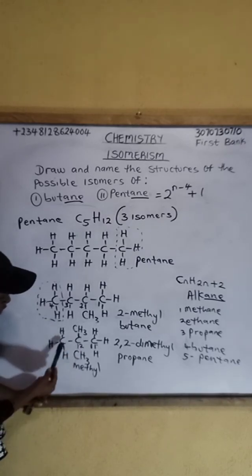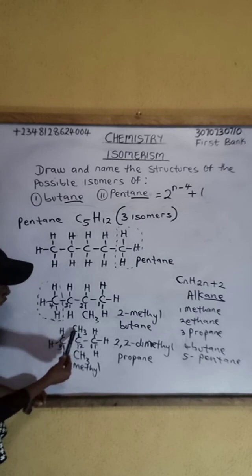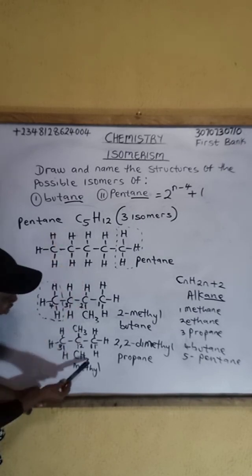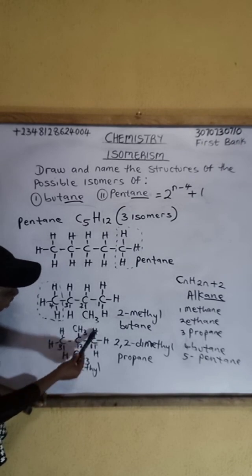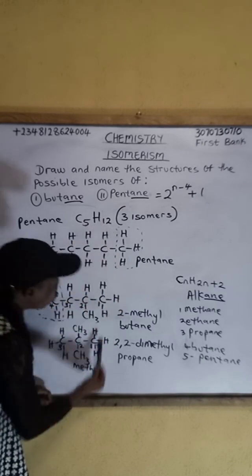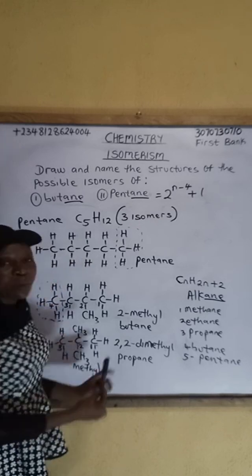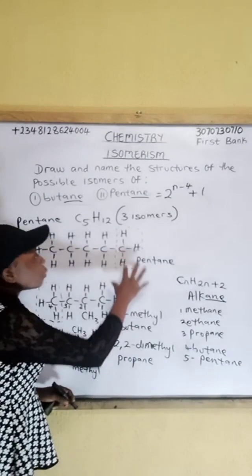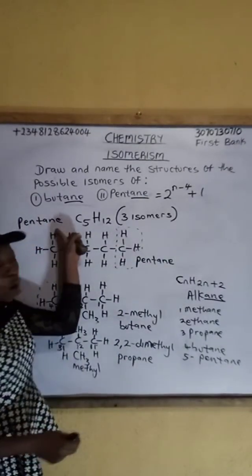How many carbon atoms? 1, 2, 3, 4, 5. C5. How many hydrogen? 1, 2, 3. 3 plus 3, that is 6. 7, 8, 9. 9 plus 3 will give us 12. H12. So they have the same molecular formulas, but different structural formulae. So these are the possible isomers of what? Of pentane.